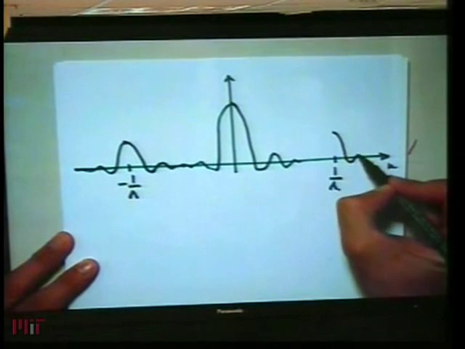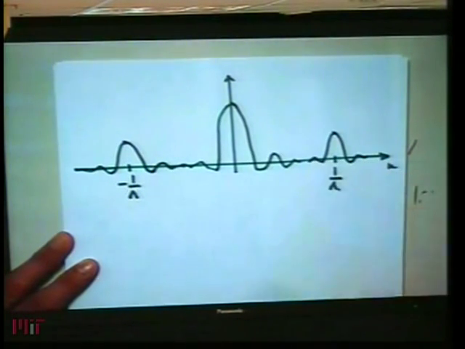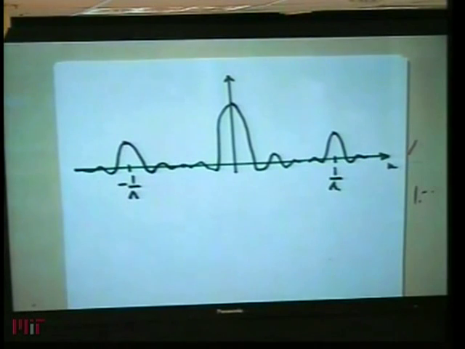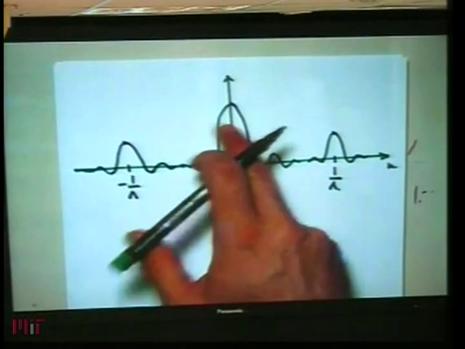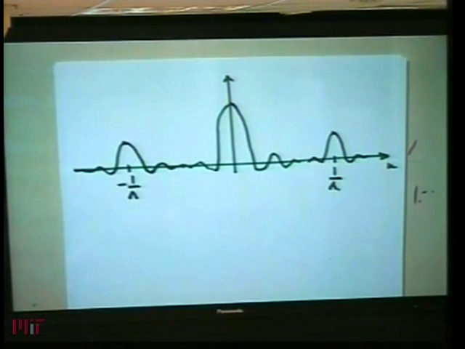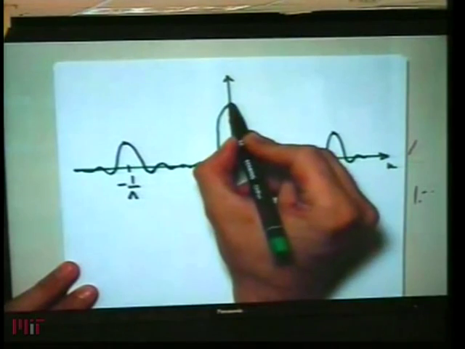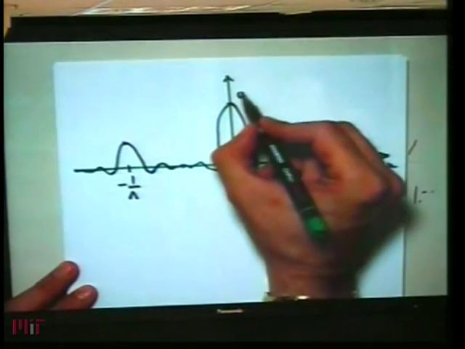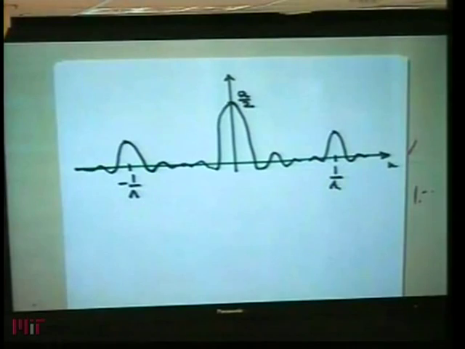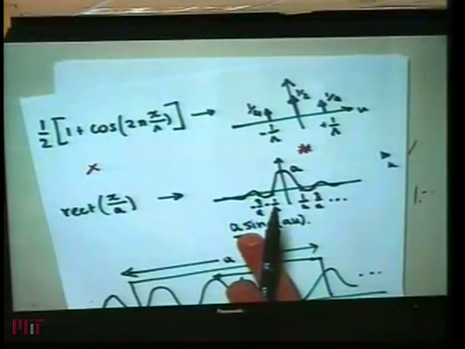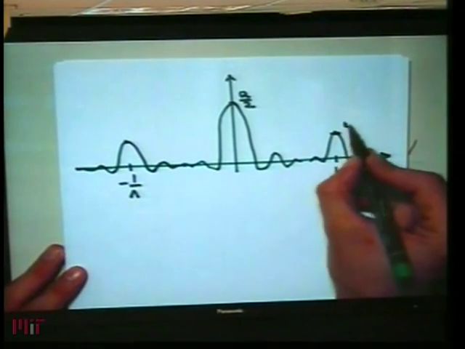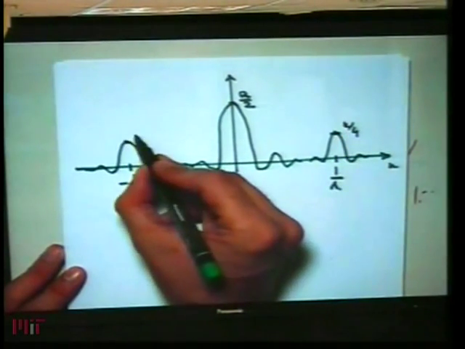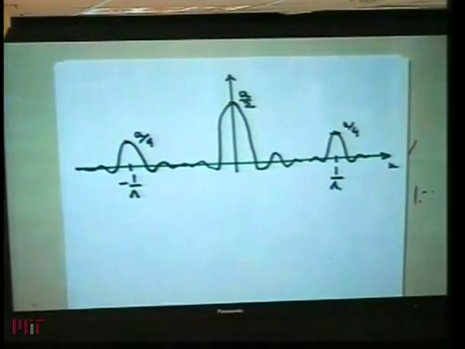So I tried to do it carefully. Why is this taller? Because if you recall, the delta function at the origin is actually twice the size of the other two delta functions. So the size of this one would be a over 2, because we're also picking up one factor of a from the sinc itself. Then the size of this would be a over 4, and the size of this would also be a over 4. When I say the size, I mean the height.